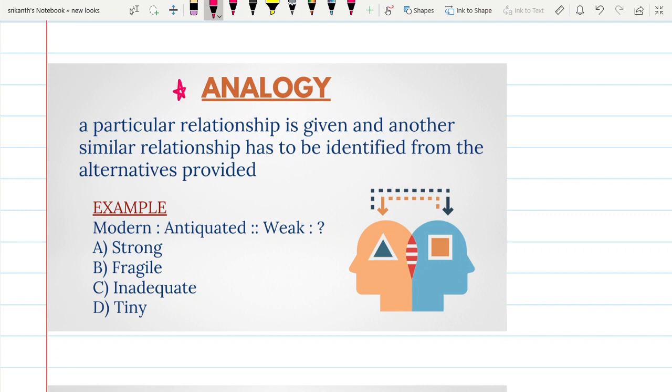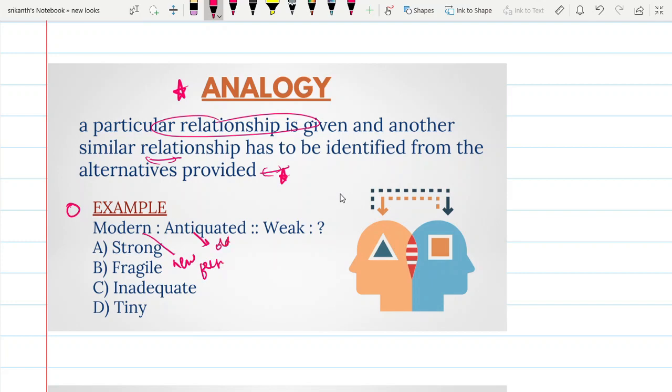Next is analogy. Analogy questions are the ones in which a particular relationship is given, and then another relationship has to be identified from the alternatives provided. It will be clear with the help of this example. Here the example is modern is to antiquated. Modern is something which is new and fresh, whereas antiquated is something old.